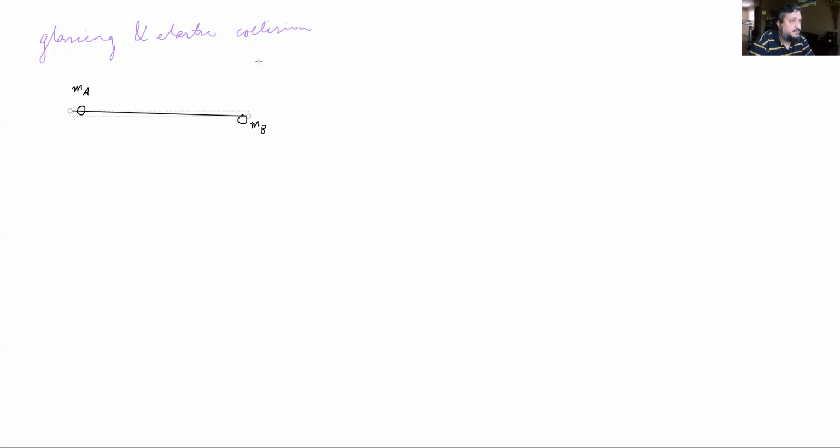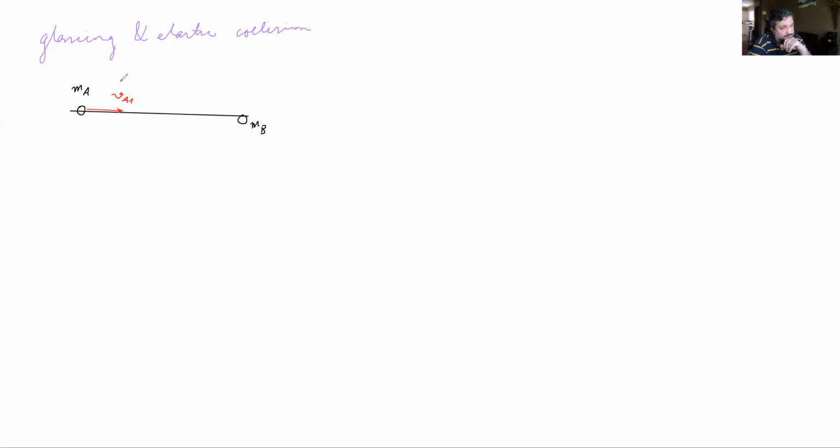And let's draw a velocity vector, an arrow that represents the initial velocity of A. So in our notation, this will be VA or VA1. One means before the collision. Okay? So right now, everything is one-dimensional. Just movement along one direction.